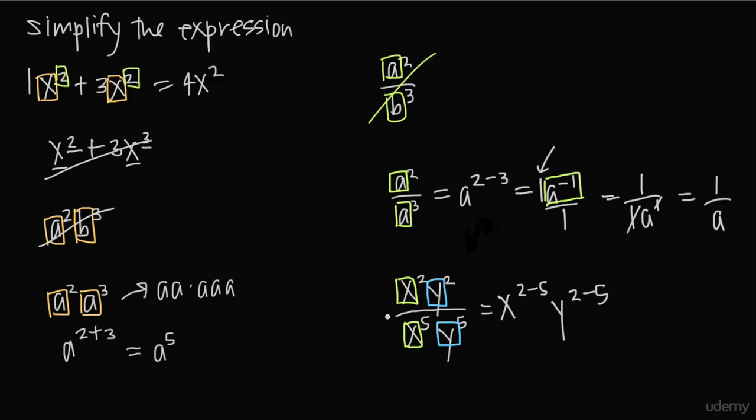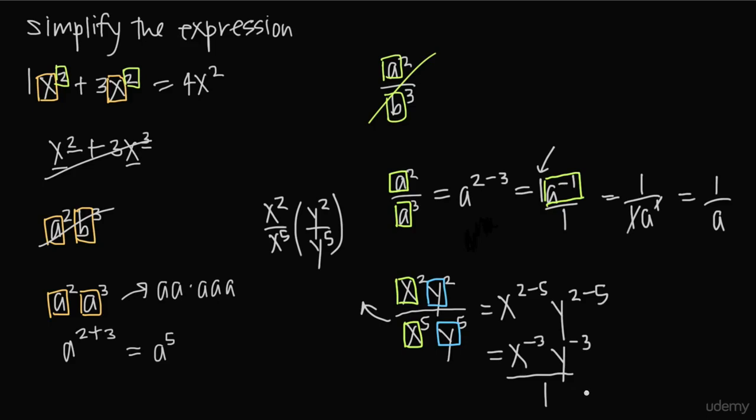And that's the case because you can think of this here as essentially x squared over x to the 5th times y squared over y to the 5th. That's the same thing. So that's why we can deal with the x's separately and then multiply by whatever we get when we simplify this y squared over y to the 5th. So we end up with this here, and of course that's going to be x to the negative 3 times y to the negative 3. And now we have negative exponents. Remember, we have this implied 1 in the denominator. So we can move these two values to the denominator, and we end up with 1 over x cubed y cubed for our final answer.